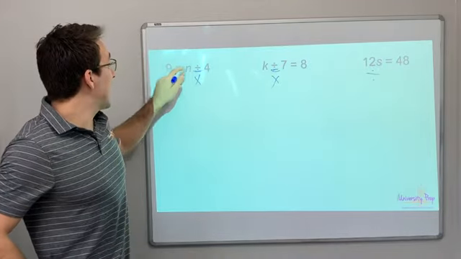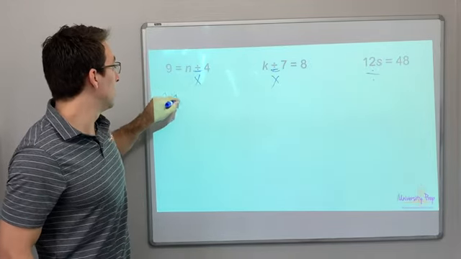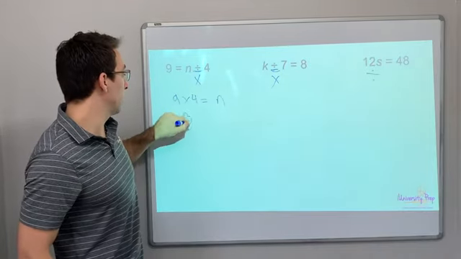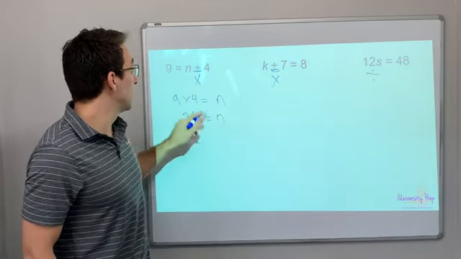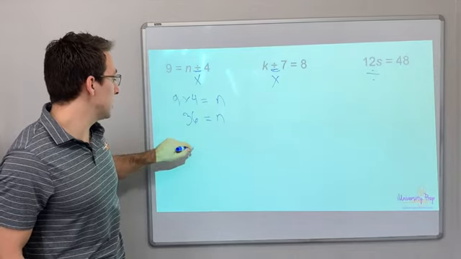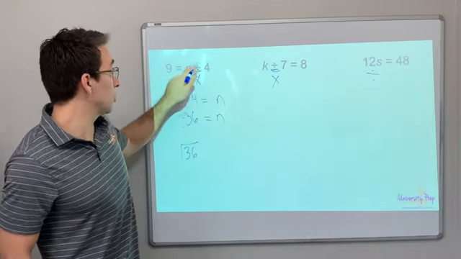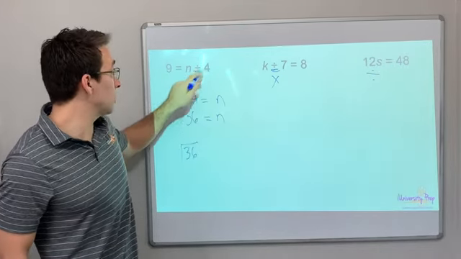So 9 times 4 equals n. 36 equals n. And let's test it. So n is 36. 36 divided by 4 is 9, right? 9, 18, 27, 36.